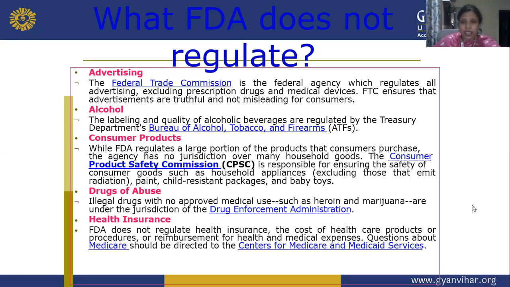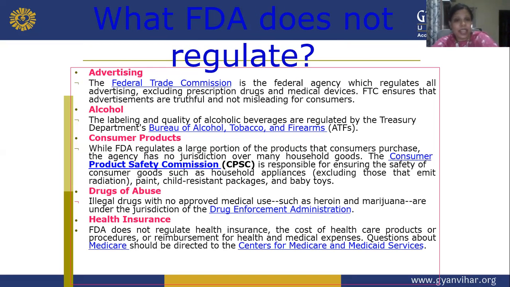Okay, so we can say that health insurances are related to public health, and most things related to public health are covered by the FDA. But at the same time, health insurance claims and reimbursement are not regulated by the FDA. For the regulation of this type of thing, you have to go to the Centers for Medicare and Medicaid Services, that is CMS.